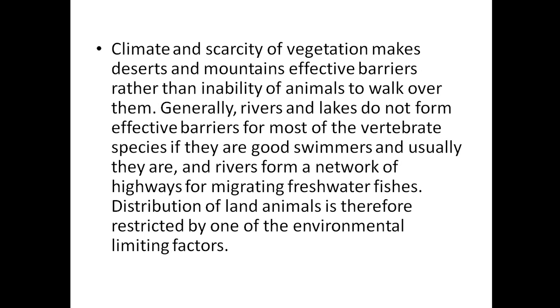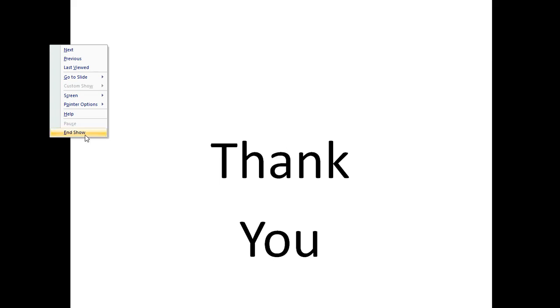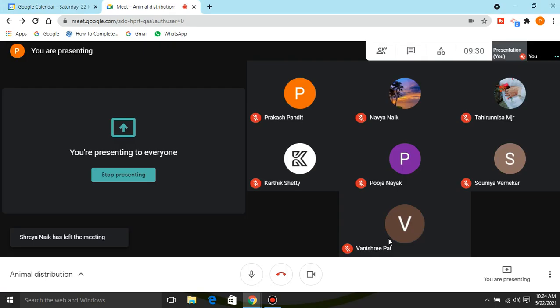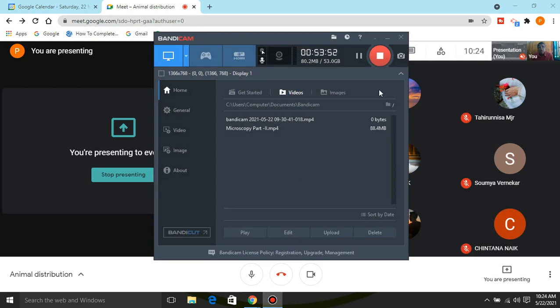Sometimes the climate and scarcity of vegetation make certain places desert and mountains. Earlier they may have hosted a number of plants and animals. Now they have become totally desert, and many of these organisms show an inability to walk over them. So these are some of the important barriers which influence animal distribution. So this is what I wanted to discuss with you.